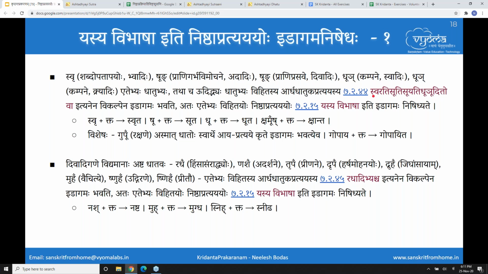For both these sutras the idagama is made optional for all pratyayas. So all that yasya vibhasha requires is one vikalpa, but swarati suti suyati is more relaxed, or it will say vikalpa for everybody. So whether it's vikalpa for one or vikalpa for everybody does not even matter for yasya vibhasha. As long as there is one vikalpa, yasya vibhasha will come there and block the idagama.